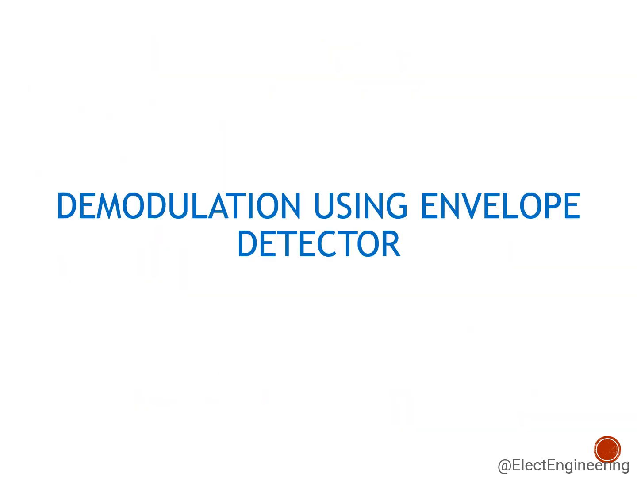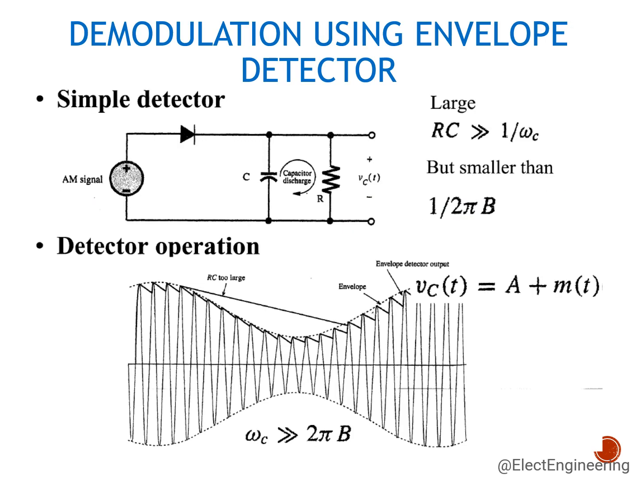Right, so the next technique, as we said, we will be discussing two techniques. The next technique is the envelope detector. As the name suggests, it detects the envelope of the AM signal. So this is the simple circuit for the envelope detector. The AM signal is applied here. We have a diode, capacitor, and a resistor which are in parallel. Now the parameters of the circuit should be chosen based upon these criteria. The time constant RC of these two components should be much greater than 1 over ωc.